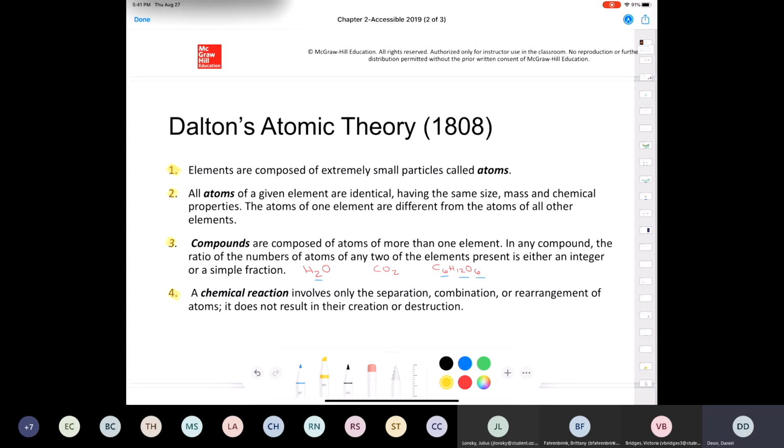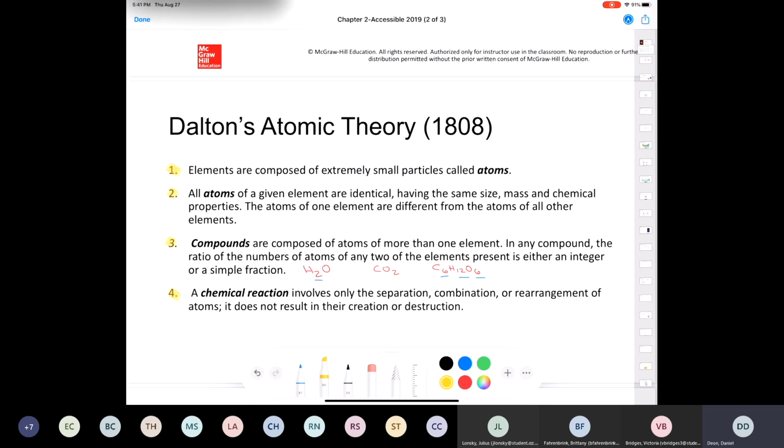You've probably heard of alchemists and how they tried to find ways to convert less precious metals, maybe like iron, into precious metals like gold. And there's no way to do that, right? Because a chemical reaction only involves separation, combination, or rearrangement of atoms. We can't create them or destroy them.